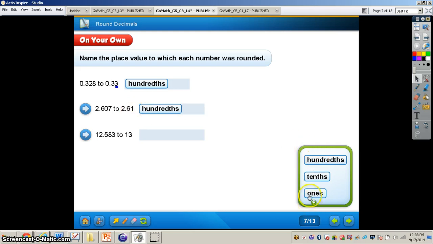And then finally 13 was rounded to the ones place. Why do I know it's the ones place? Because that final digit to the right is in the ones place.